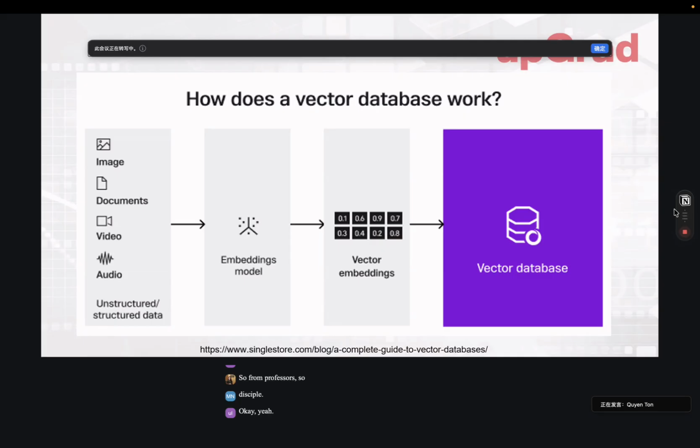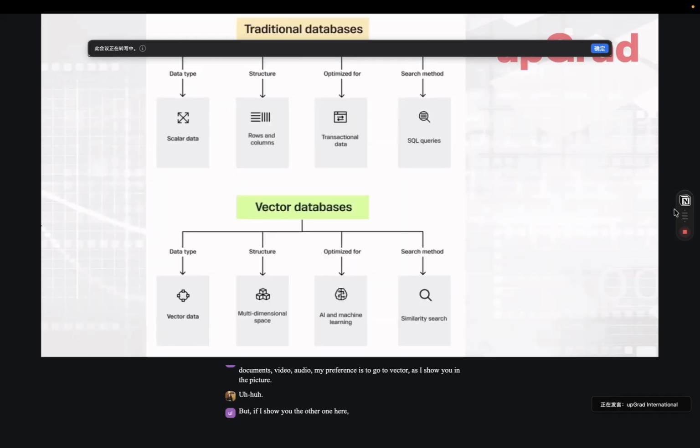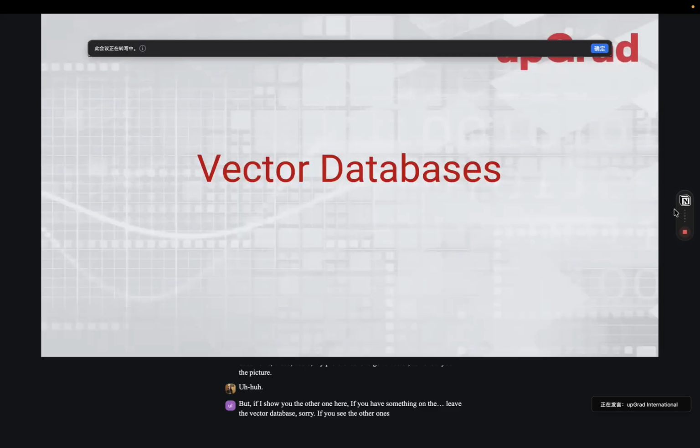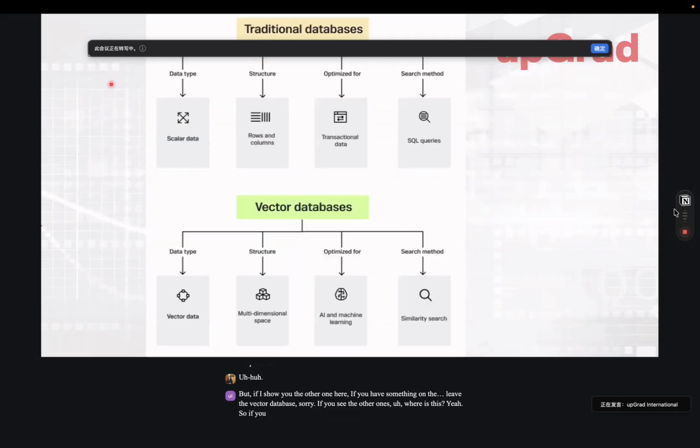So what I got from this is that it's best to transform to vector, but it can also be transformed to SQL, right? Not this one, I think you are mixing two things. If it is an image, document, video, audio, my preference is to go to vector, as I showed you in the picture. But if you see the other ones, there are traditional databases also, where you store structured data, optimized for transactional data.